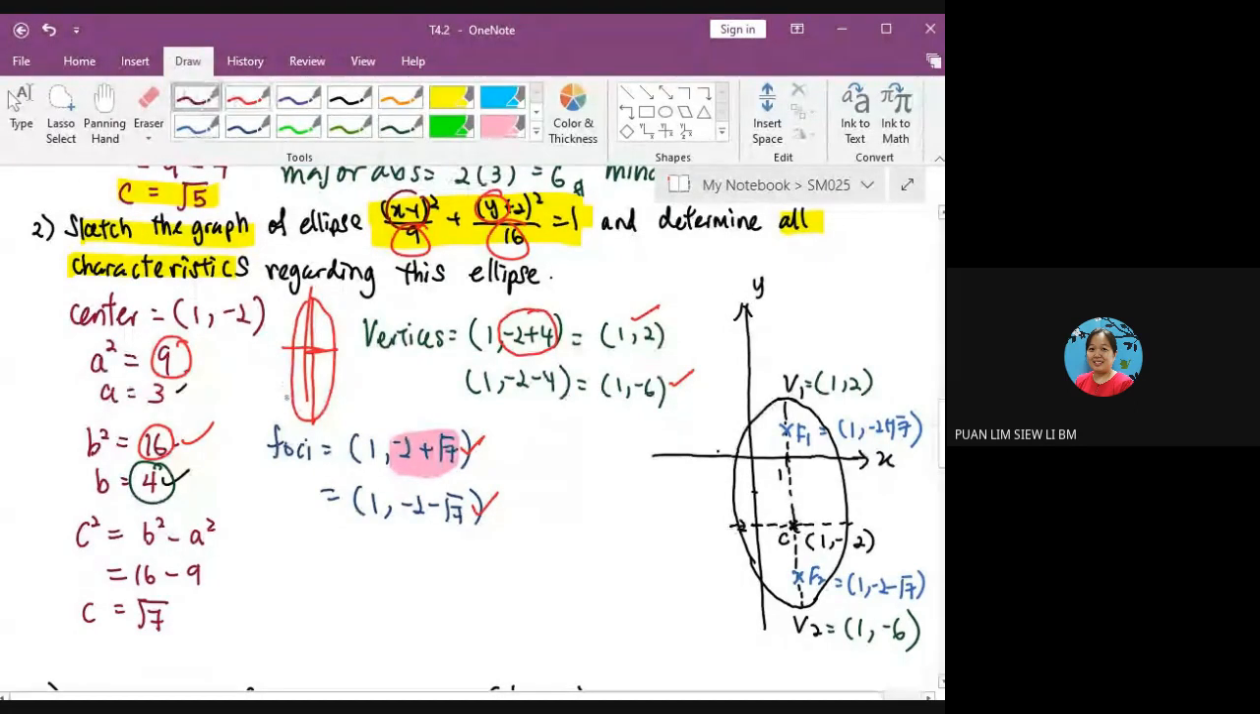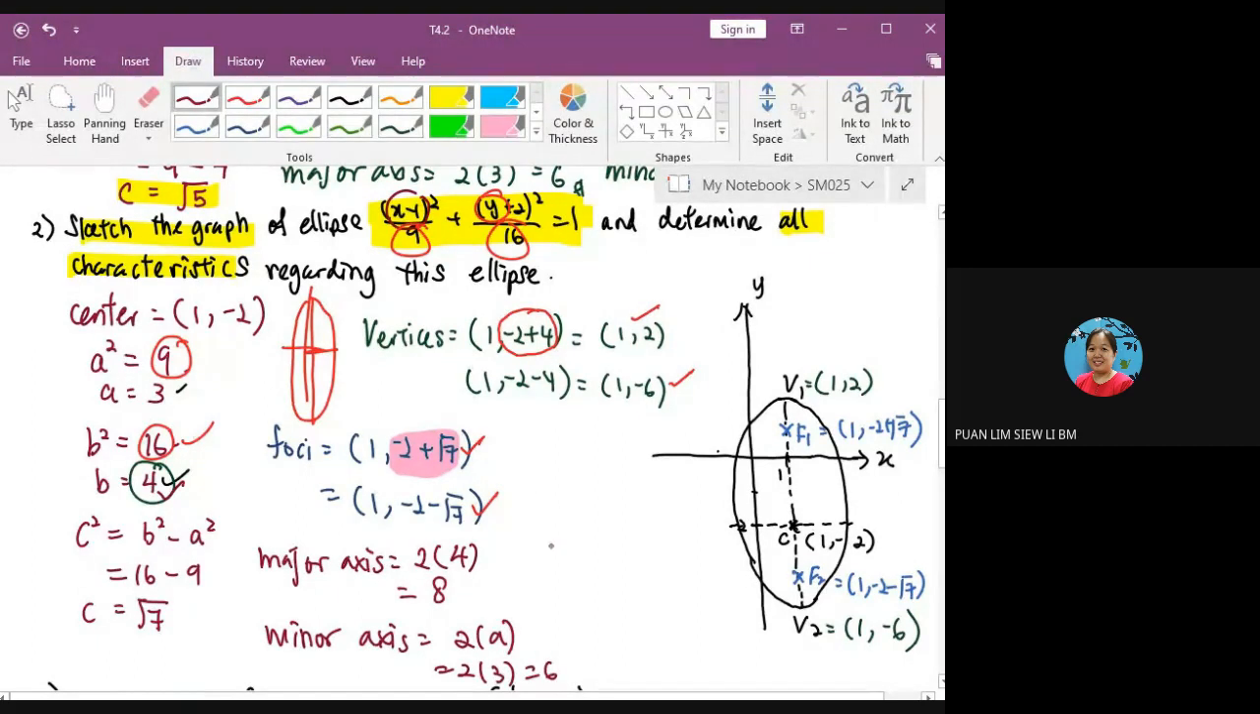Okay, teruskan ya. So dah ada vertices, dah ada focal, so kita kira benda yang senang, major axis. Major axis kita secara menegak sekarang, iaitu 2 kali benda yang menegak tu, benda B. So benda B sini 4, 2 kali ganda 4, 8. Minor axis 2A. So 2A, A kita 3, jadilah 6.